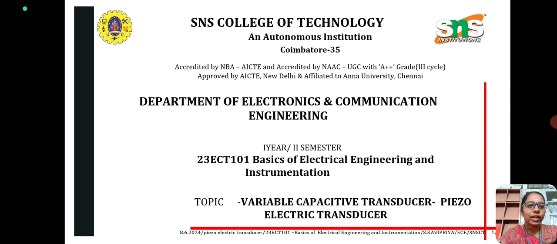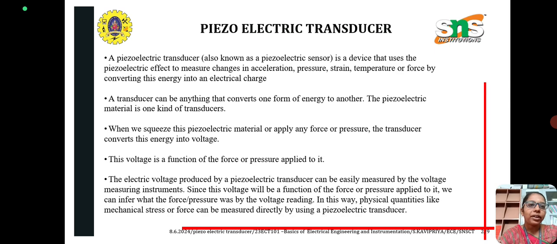I am going to deliver a topic, piezoelectric transducer, which is a type of variable capacitive transducer. A piezoelectric transducer, we also call it a piezoelectric sensor. It is a device that uses a working principle called the piezoelectric effect to measure changes in acceleration, pressure, strain, temperature or force by converting this energy into an electric charge.